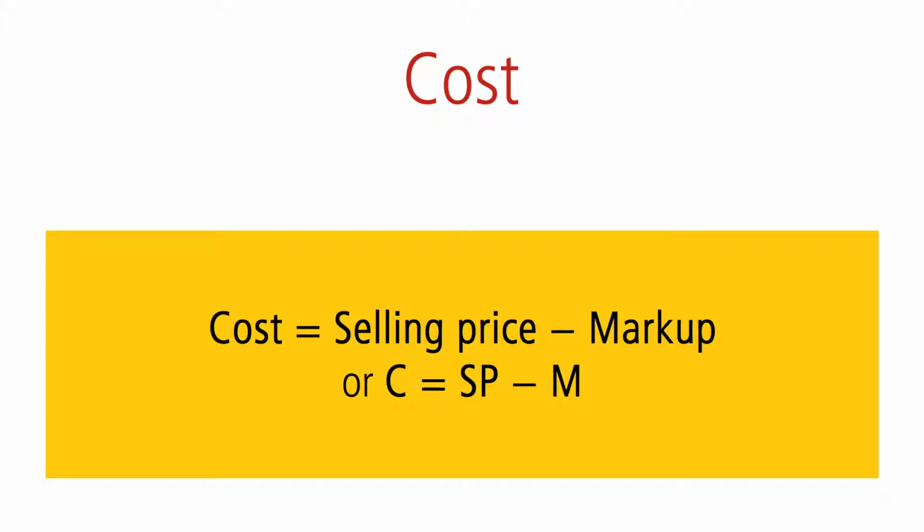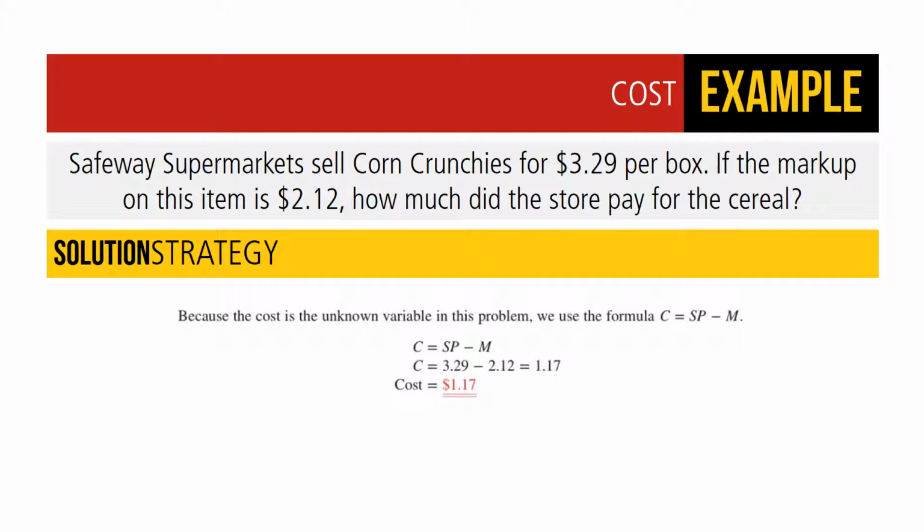When the cost is the unknown variable, the equation becomes cost equals selling price minus markup, or C equals SP minus M. In this example, we'll solve for cost. Safeway Supermarkets sells Corn Crunchies for $3.29 per box. If the markup on this item is $2.12, how much did the store pay for the cereal?